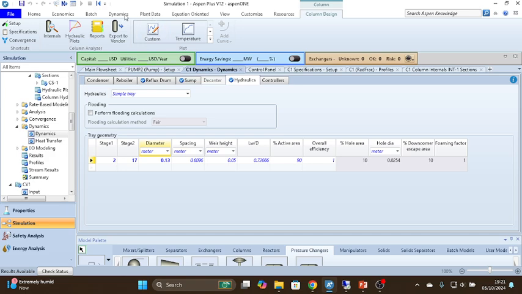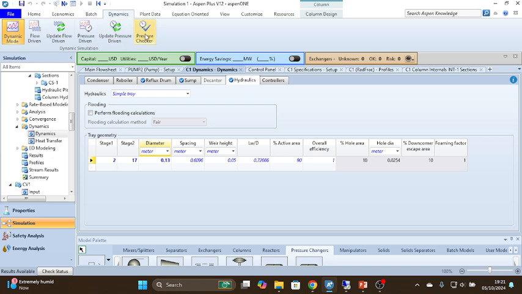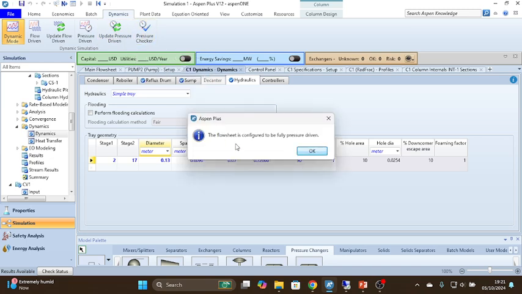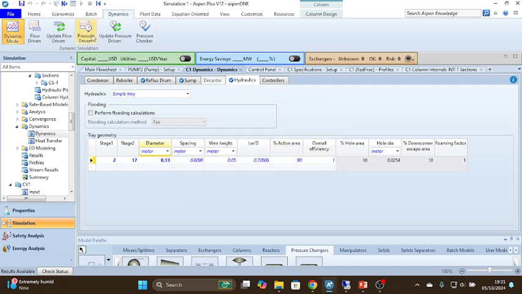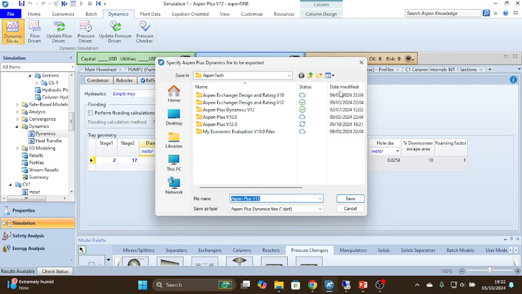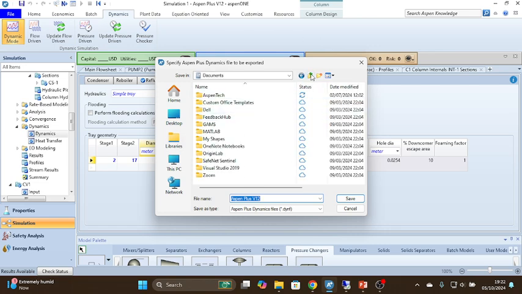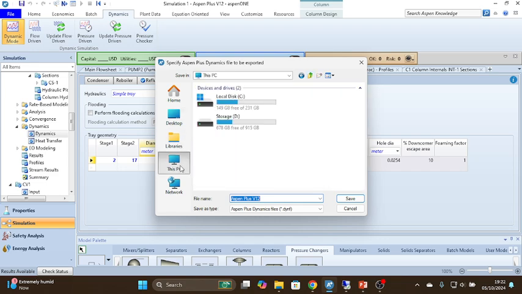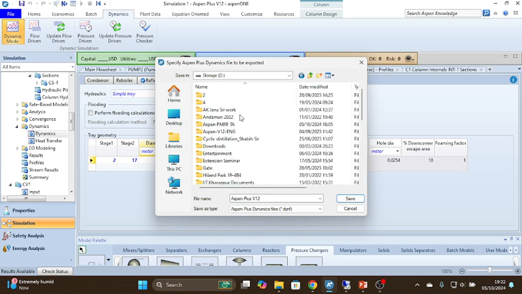Now coming to the dynamics part, we are going to select this. It is said that the flow sheet is configured to be fully pressure driven. Now we are going to go ahead with the controller part. We are going to click on OK. Now over here we are going to select pressure driven. Now a dialog box appears. We have to give a name to this file. So where am I going to save it? You have to select a location to save this file.